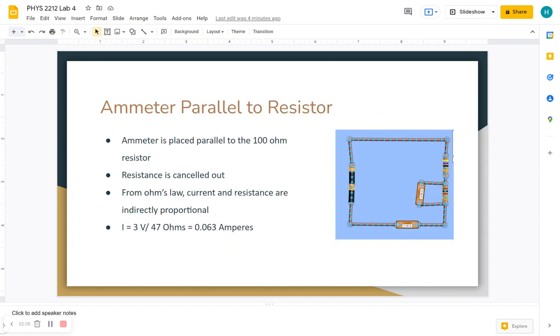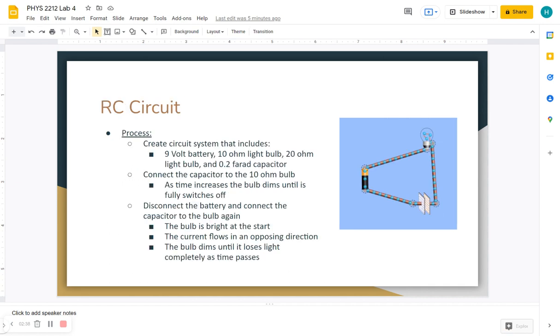When the ammeter is parallel to a resistor, we place an ammeter parallel to the 100 ohm resistor, and then the resistance cancels out. From Ohm's law, we can see that the current and resistance are inversely proportional. So when one value goes up, the other goes down. And then we have I equals 3 volts from the batteries divided by only the 47 ohm resistor. That's the only resistor we have to consider now, since the other one is canceled out. Then we get 0.063 amperes.